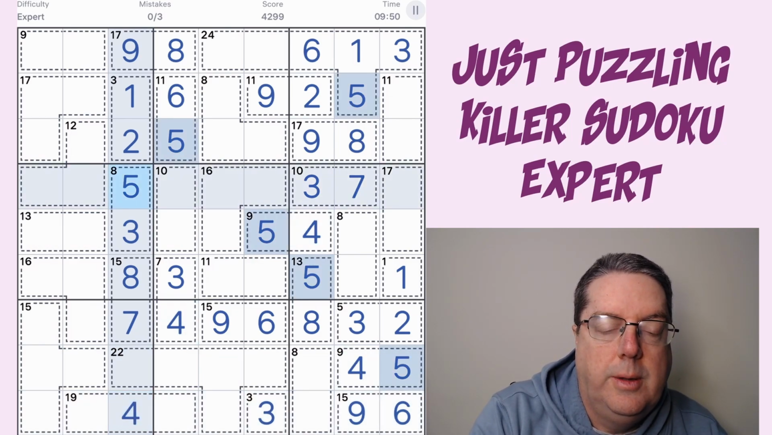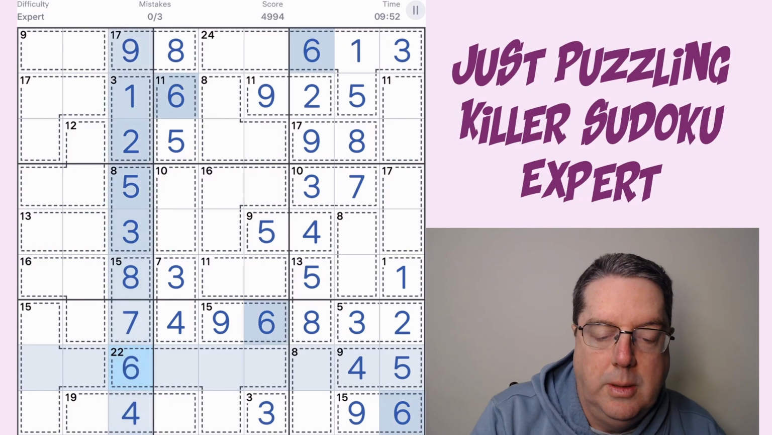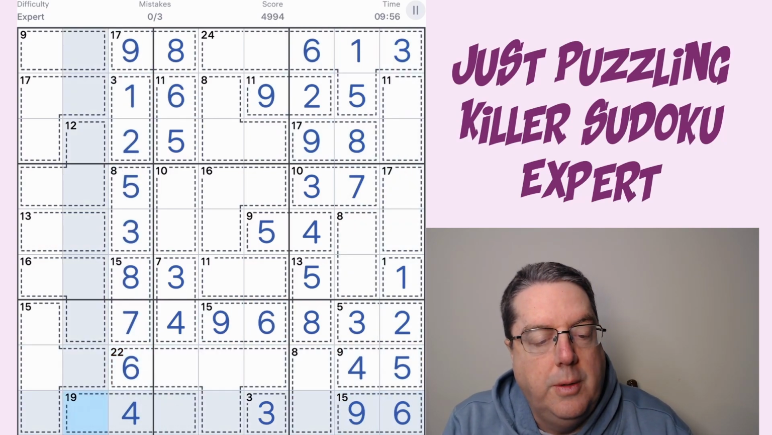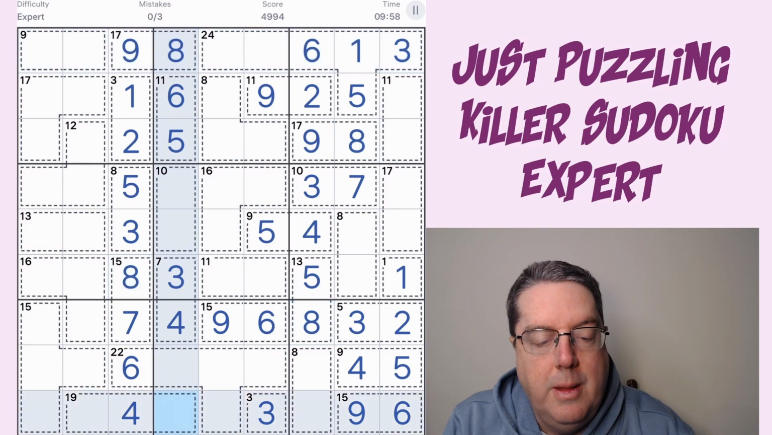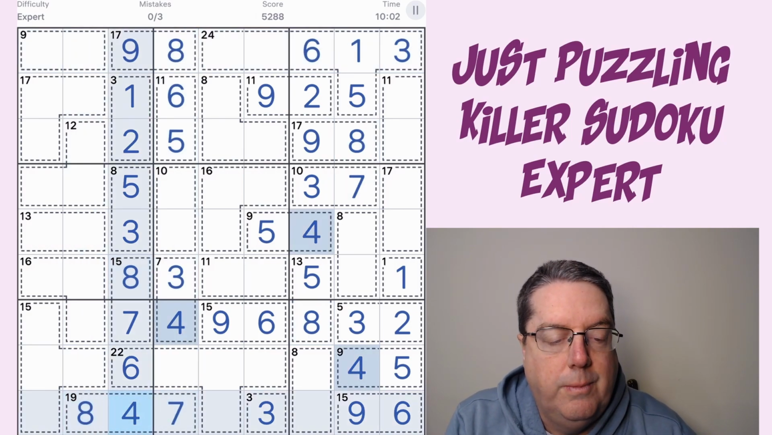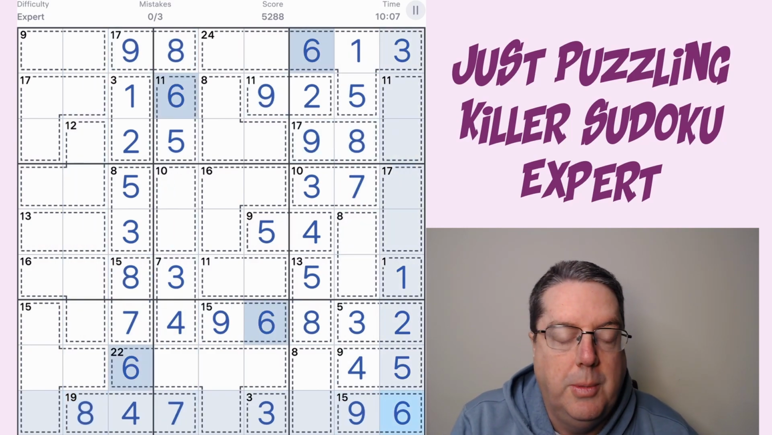5, 6 is missing, so 6 is there. All right, so this can't be 9 and 6. So this is 8 and 7. Because of the 8 there, that's going to be a 7, and that's an 8. The reason for that is 4 from 19 is 15, and 8 and 7 and 9 and 6 were the only numbers that could do that.